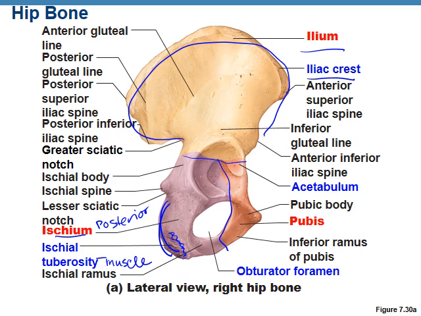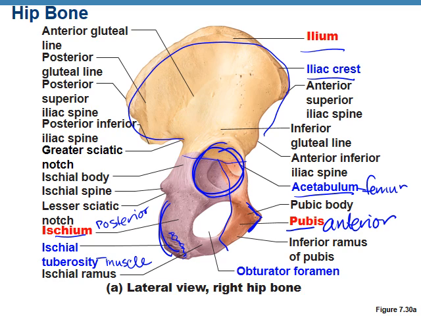The acetabulum is this large socket where the head of the femur is going to fit. And then the pubis is this pointy part here. And the pubis is going to face towards the anterior. And when the two pubis or pubic bones meet together, you're going to have that pubic symphysis. The obturator foramen is the large hole that's going to extend between the ischium and the pubis. We're going to see blood vessels and nerves all innervating or going through this obturator foramen.